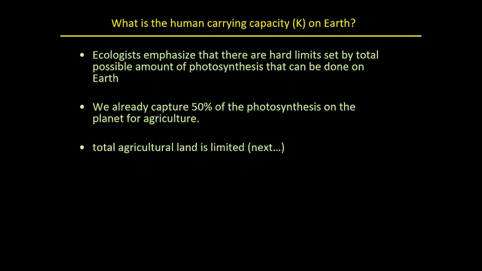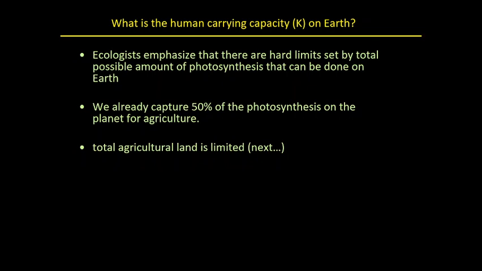Well, those cows that you're eating are eating grass and grains. So everybody winds up ultimately eating plants and being dependent on photosynthesis. So if you look at photosynthesis on the planet, we're already capturing about 50% of the photosynthesis that happens on planet Earth. And we're capturing that as agriculture. And that's both row crops as well as ranching.